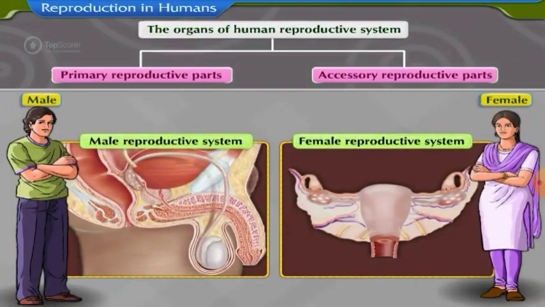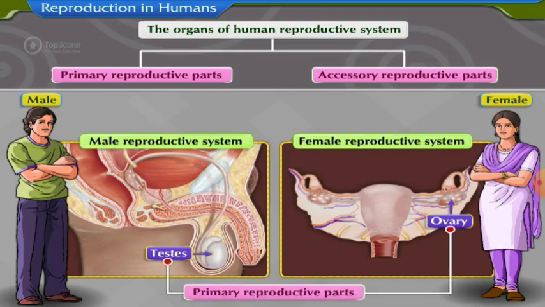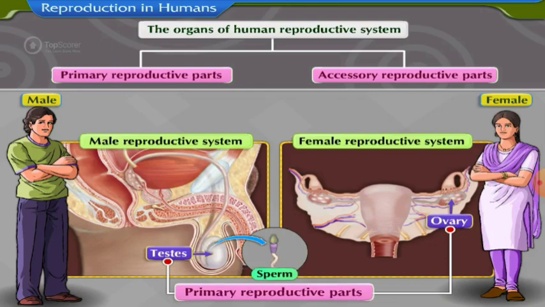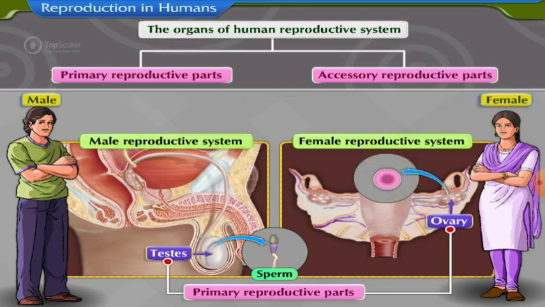The organs of the human reproductive system are divided into primary reproductive parts and accessory parts. The gonads or sex organs are the primary reproductive parts. The testes are the primary reproductive organs in males, and they produce the sex cells or sperms. The ovaries are the primary reproductive parts in females, and they produce eggs.